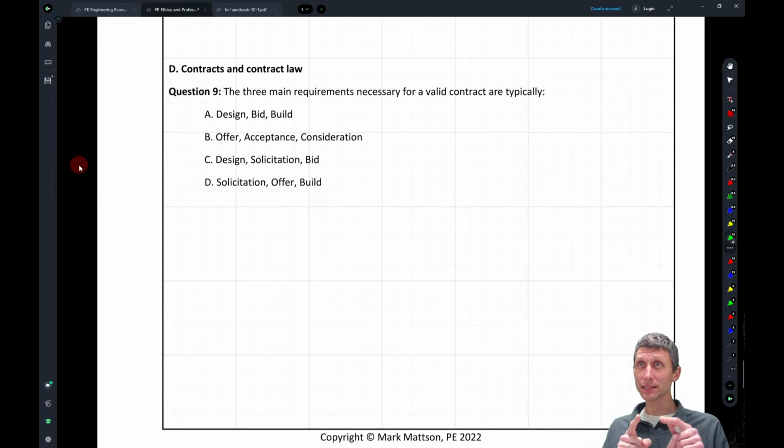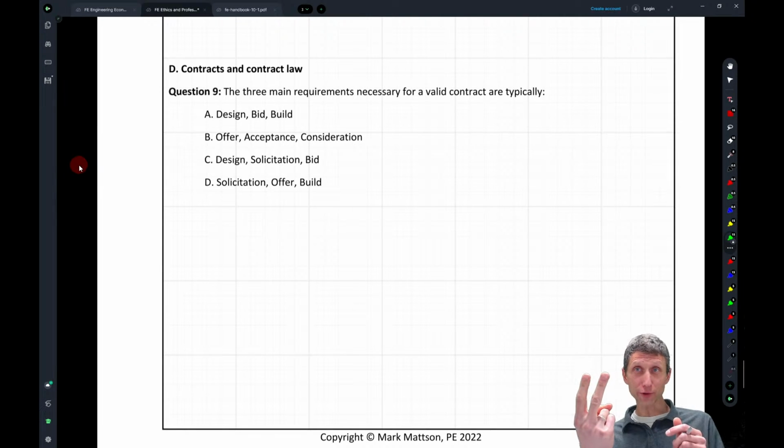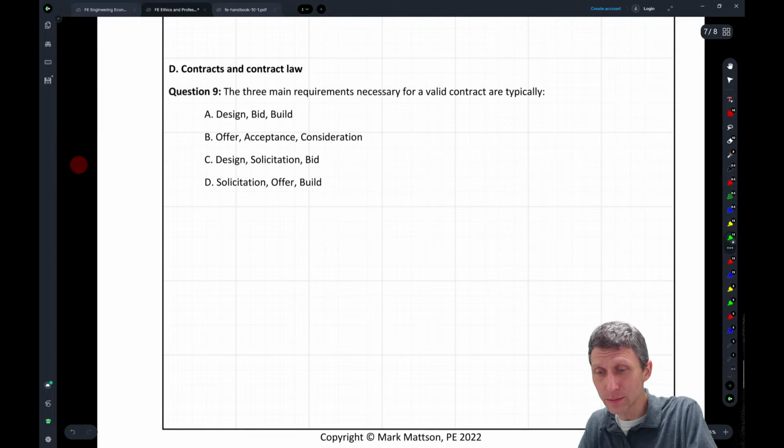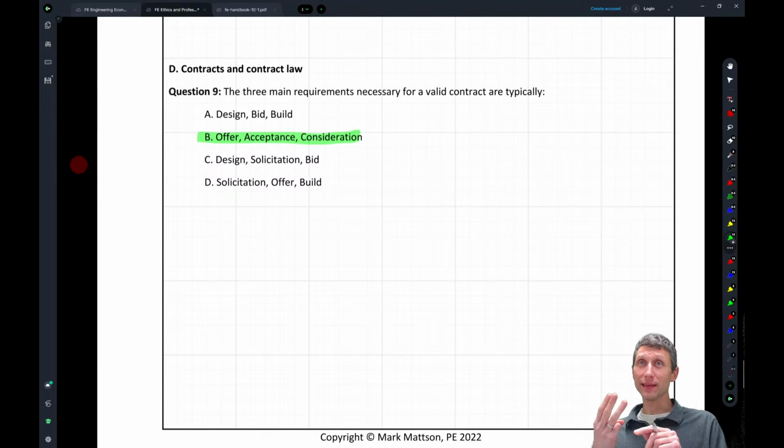Let's keep going though. Design, solicitation, bid. What's missing here? The design was done, somebody asked for a price and it was given, but until it's accepted, until money passes back and forth, it's not actually a contract. Solicitation: you ask for something, somebody makes an offer, and then somebody builds it. Just because you made an offer doesn't mean you have a notice to proceed, doesn't mean you have a contract, doesn't mean you've actually agreed on that offer. So the correct answer I'm going with here is B. You offered, you accepted, and there's consideration in terms of what financially is going to be exchanged.